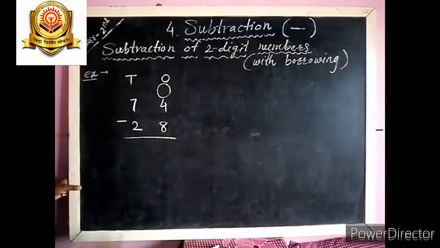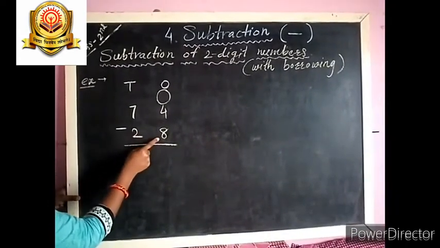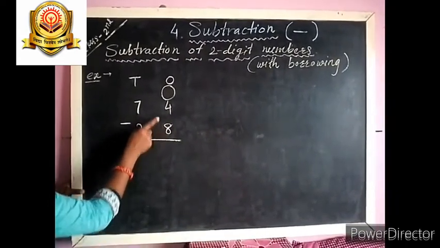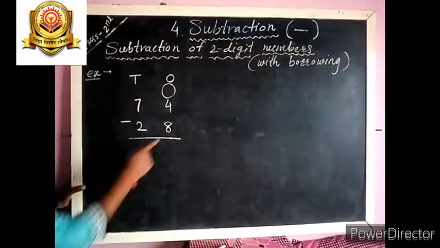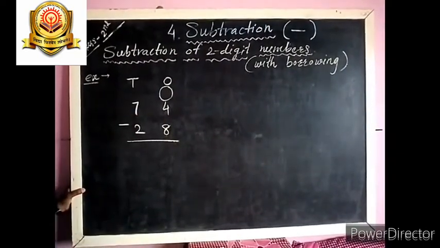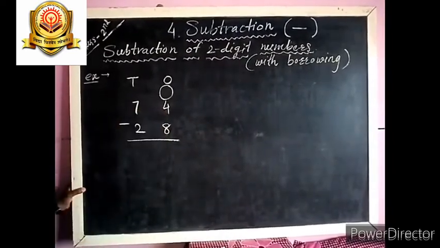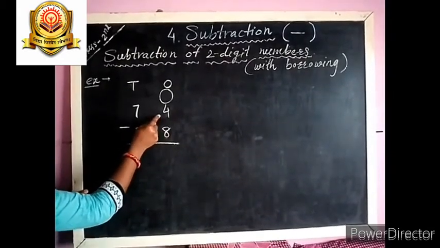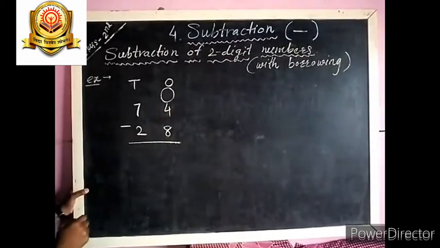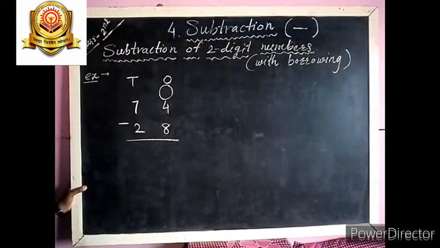So firstly subtract from the ones place. Subtract 8 ones from 4 ones. Students, can we subtract 8 from 4? No, we can't subtract 8 from 4. Why can't we subtract? Because 8 is greater than 4. So we can't subtract 8 from 4. Then what will we do?